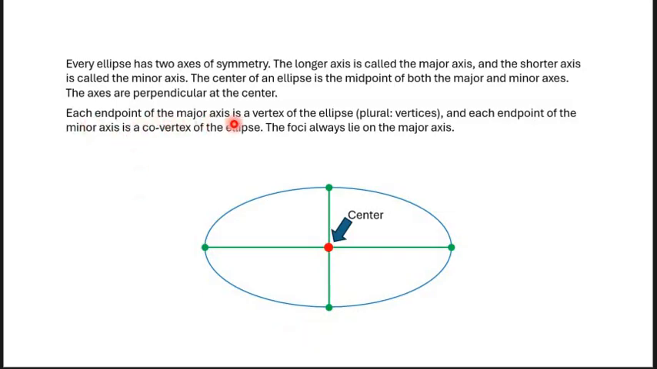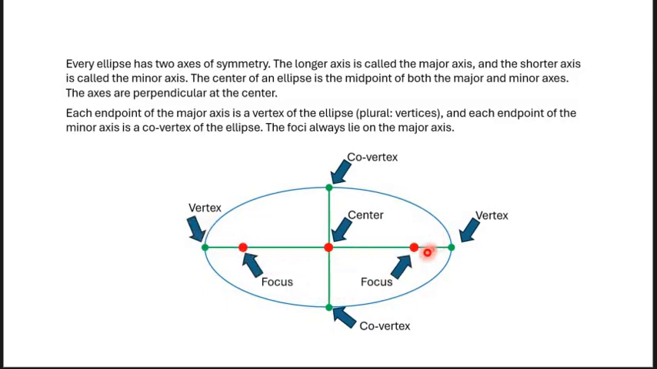Each endpoint of the major axis is a vertex of the ellipse. The vertexes together, plural, are called vertices. And each endpoint of the minor axis is called a covertex. So together they would be called covertices of the ellipse. The foci always lie on the major axis. So whatever the longest axis of symmetry is, that's where you'll find the foci of the ellipse.